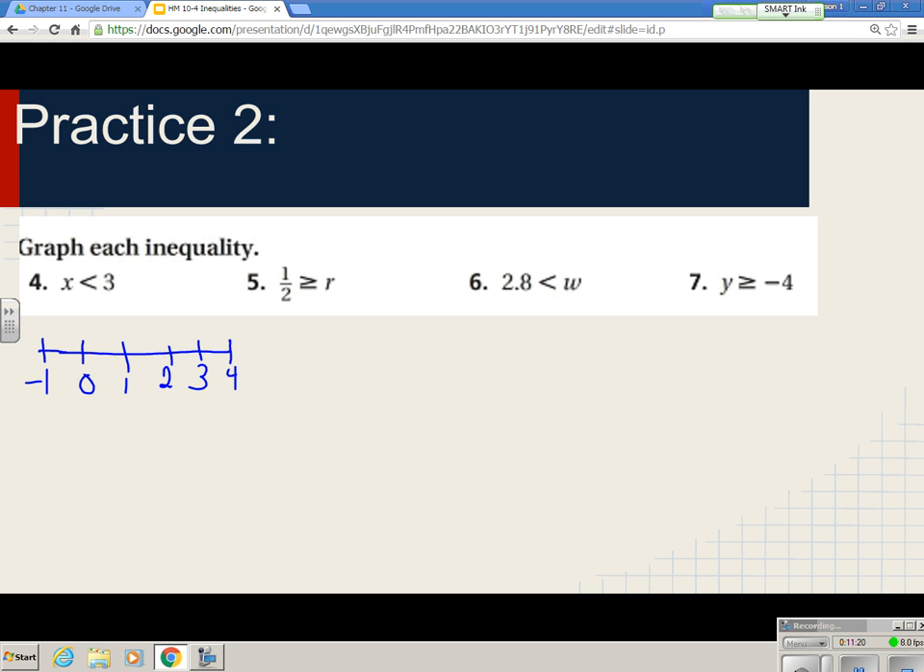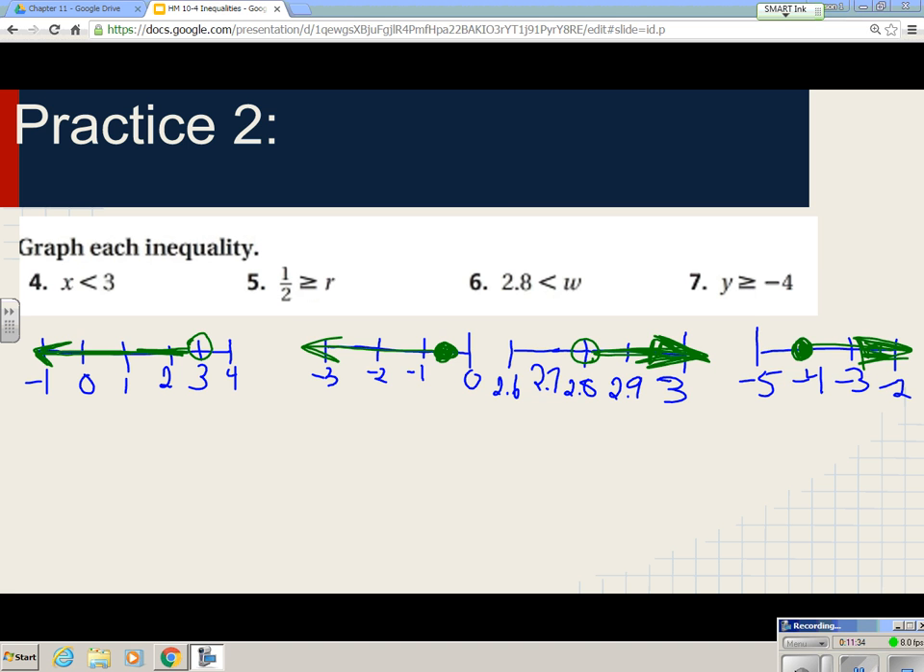Now once you have that, you see it doesn't have an equal to sign, so we're going to make an open circle at 3, and because it's less, to the left. Okay? Go ahead and do your own. So here are the answers that you should have gotten. So remember, you first find out what the number is.